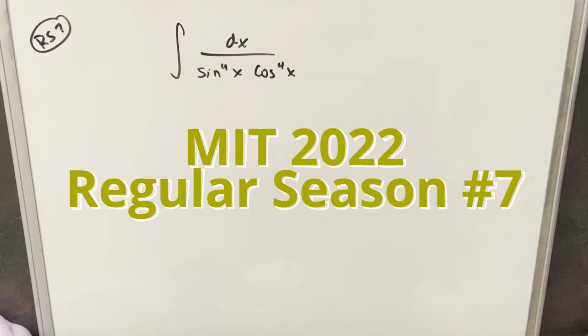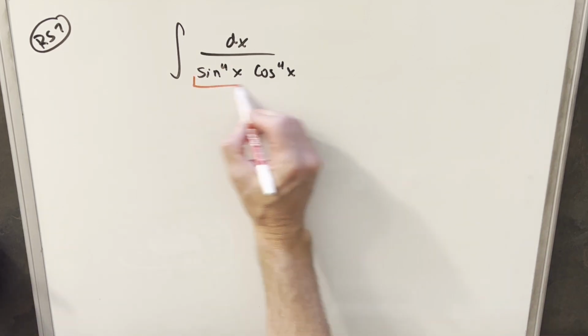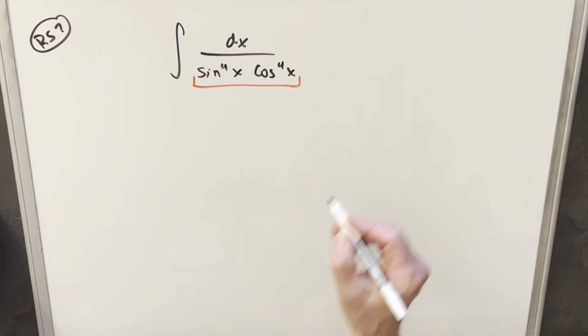Hey, I thought today I would continue working on the MIT integration bee from 2022. This was regular season problem number 7. We have the integral of dx over sine to the fourth x times cosine to the fourth x. We could approach this a few different ways, but I think what I want to do is use the double angle formula for sine. So let's take a look at that real quick.